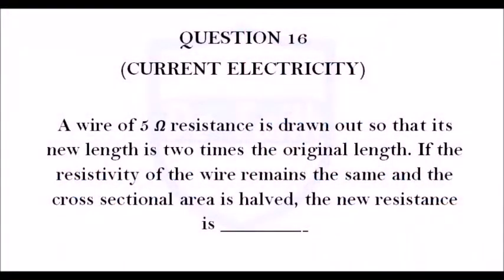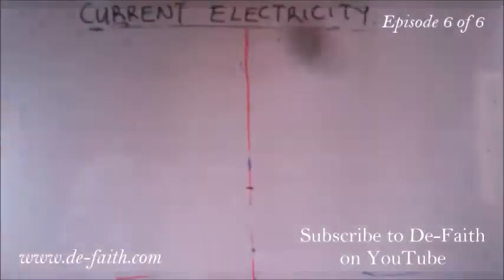It says a wire of 5 ohms resistance is drawn out so that its new length is 2 times the original length. If the resistivity of the wire remains the same and the cross-sectional area is halved, the new resistance is what? Let's have our parameters.